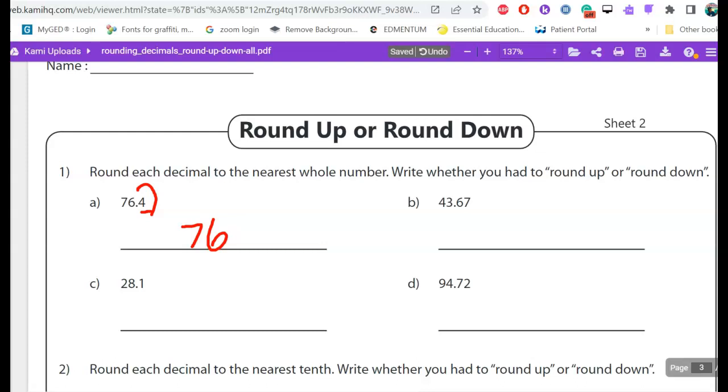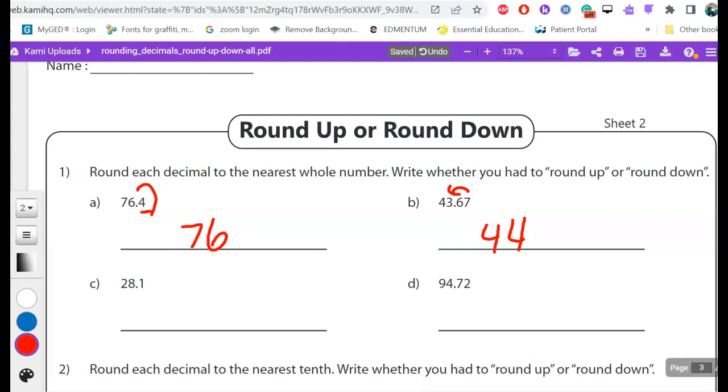Taking a look at letter B. This time I have 43.67. Now, even though there are 2 numbers after the decimal, you really just need to look at the first number here. Okay. So I'm looking at that 6. That 6 is going to tell me what to do with the 3. Okay. 6 is higher than 5, so I'm going to round this to 44.